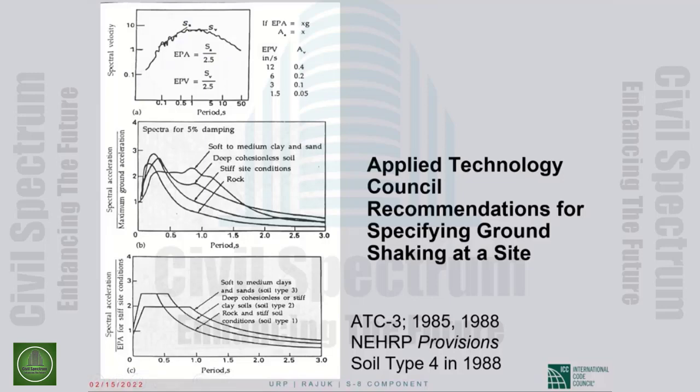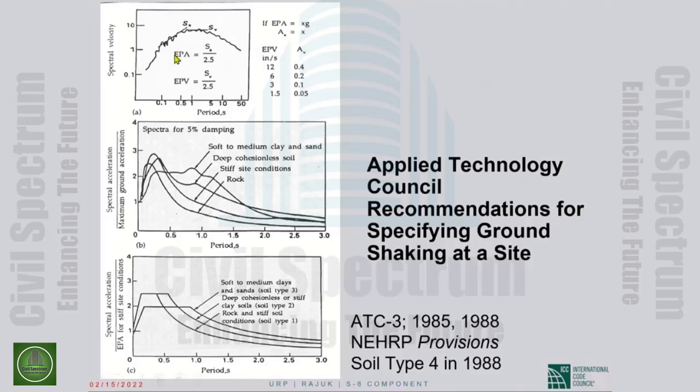S sub A, the spectral acceleration, divided by the 2.5 from Newmark's work, gives us a spectral quantity that is close to the peak ground acceleration. It remains a spectral acceleration, but it is close to peak ground acceleration. So it is effective peak acceleration. And then the spectral pseudovelocity divided by 2.5 gives us, again, a spectral quantity that is close to the peak ground velocity. And we call that effective peak velocity.